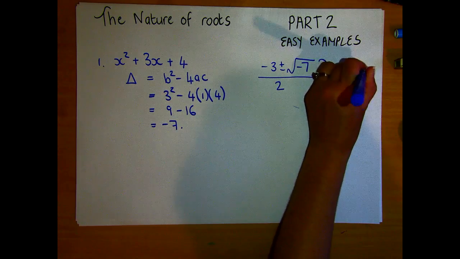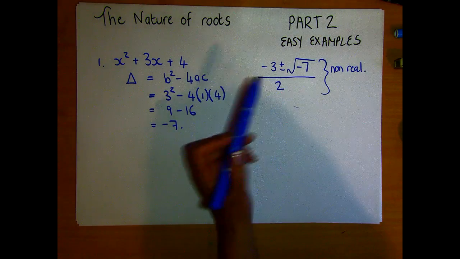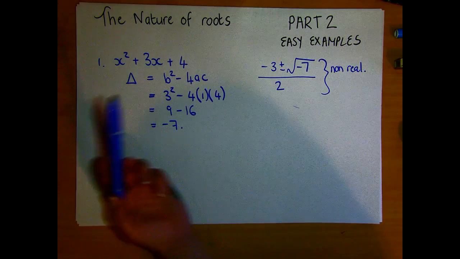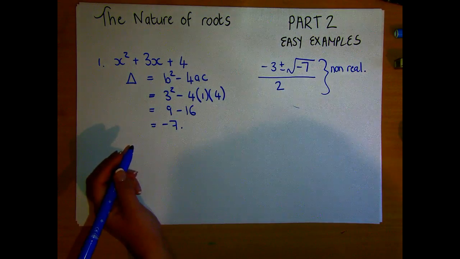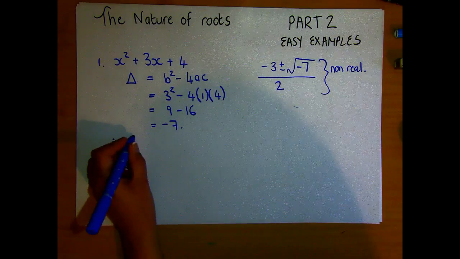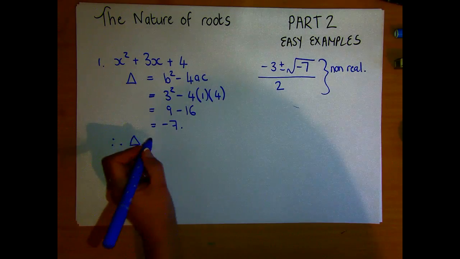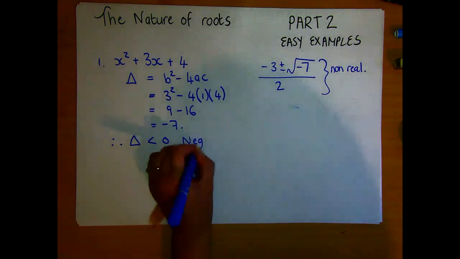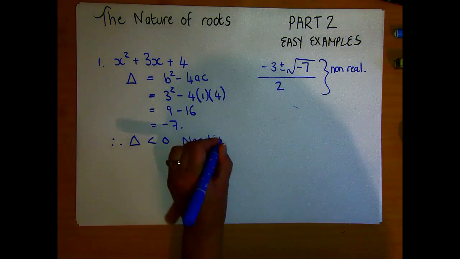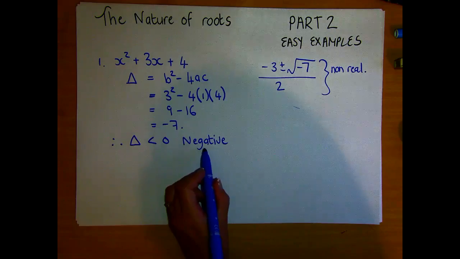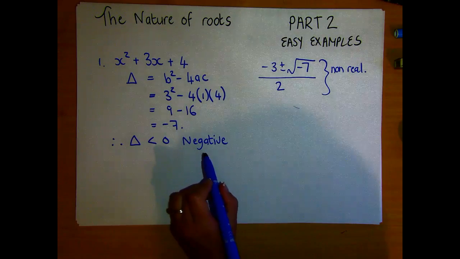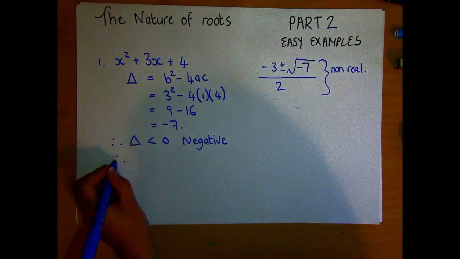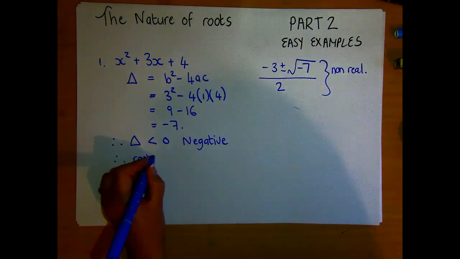Okay, so I don't have roots. I can't go any further. I can't get a decimal for this. There are no real roots to this. So therefore, I'm going to put here delta is negative. You may like to do that, you may want to write the words out, you may want to do both. Delta is negative. Now going back to the theory, which you need to learn off by heart, you need to know that when you've got a negative delta, your roots are non-real.